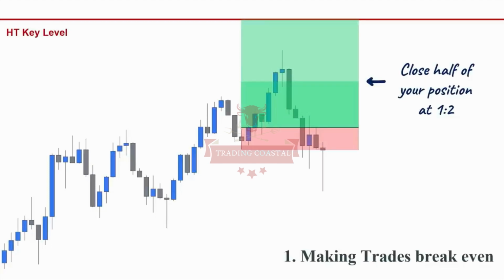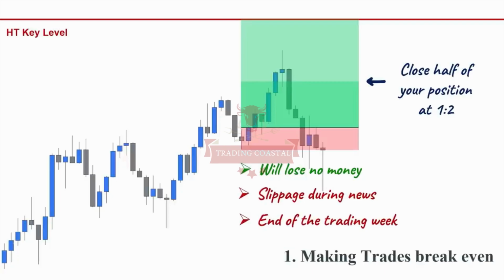Or you can open 2 trades instead of 1, each with half of what you risk, and set one of their targets at 1 to 2. This way, after reaching your first target, even if the price returns and hits your stop loss, you are at break even and will lose no money. Then you can just let the trade run with no pressure and wait for the price to hit your long-term target or close it when it is necessary. For example, close it when the market might run into slippage during the release of high-impact news or at the end of the trading week.